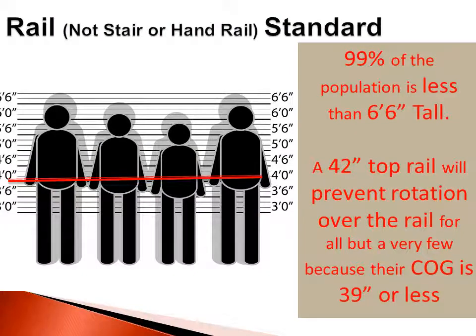The standard of 42 inches at the top rail is to prevent forward rotation or somebody bumping up against the rail and tumbling over, and 42 inches is usually below the center of gravity of most people. 99% of the population is 6'6" or shorter, and so if you're shorter than 6'6", that 42 inches will hit you below your center of gravity and you're less likely to topple over.